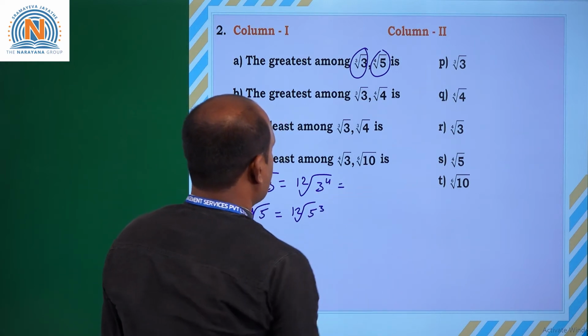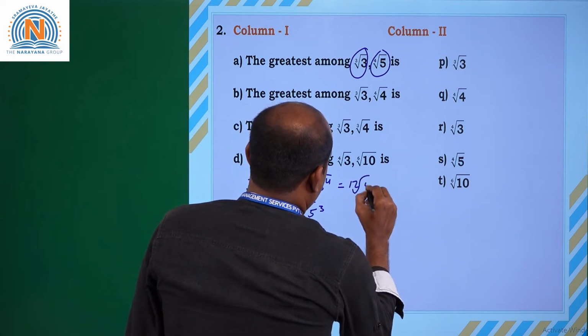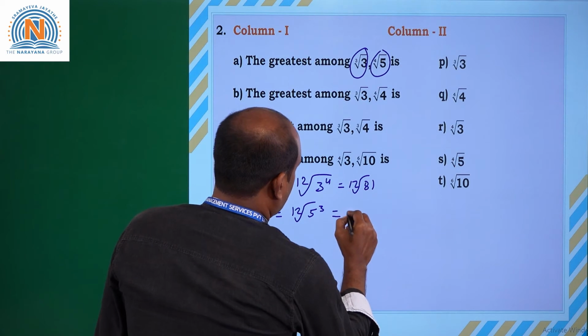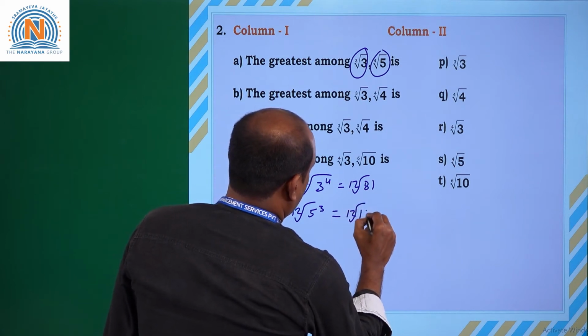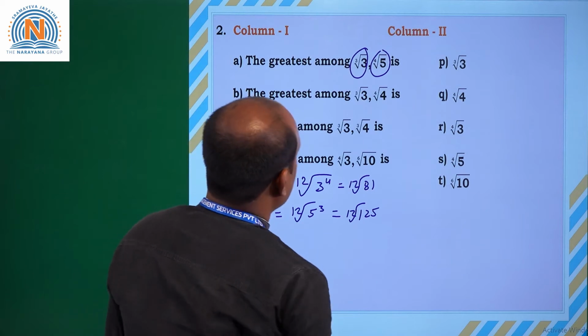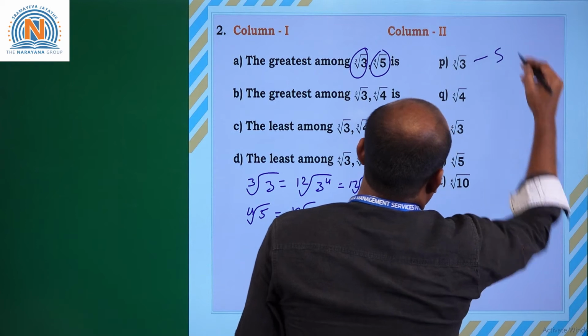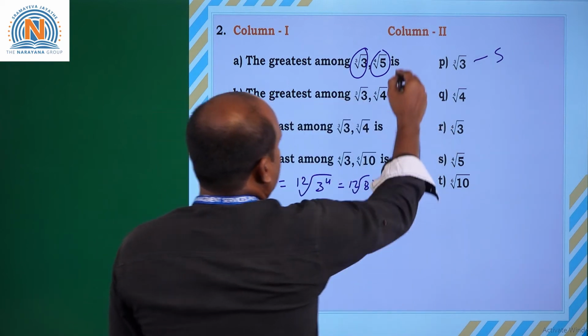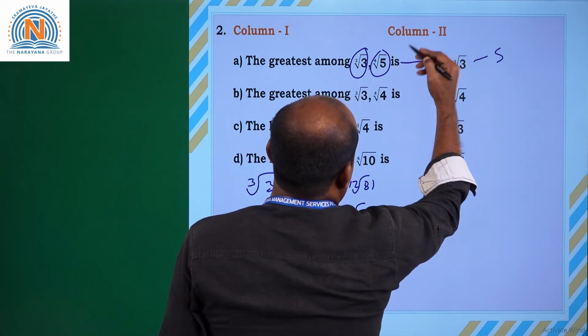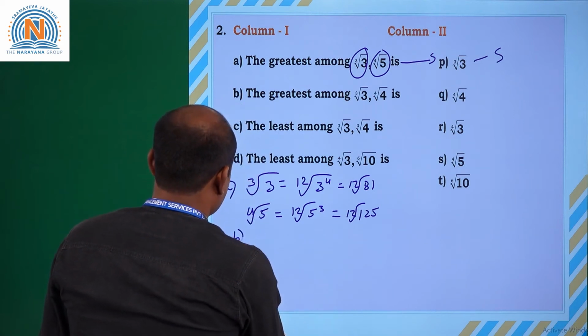So that is equal to 3 power 4, means 12th root of 81, and 12th root of 125. Which one is the greatest? So fourth root of 5 is the greatest. For this A the answer is yes, right? Next we take B. What is B?